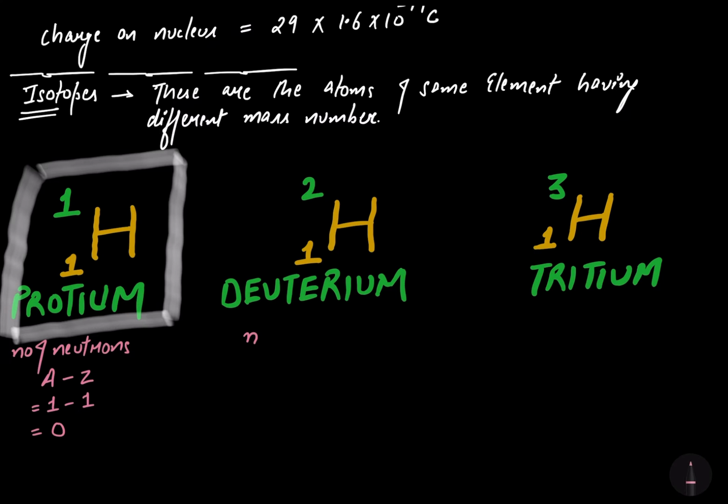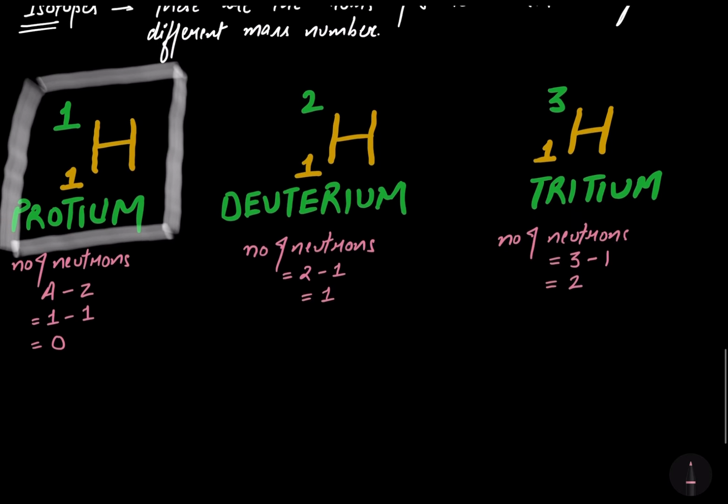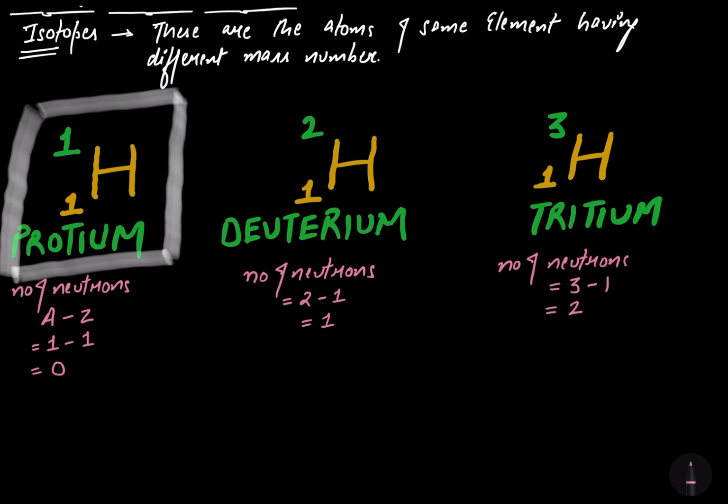The number of neutrons comes out to be 2 minus 1, so here it is 1. Now in case of tritium, the number of neutrons comes out to be 3 minus 1, and it comes out to be 2. So the number of neutrons in tritium is 2, in deuterium is 1, and in case of protium is 0. Now this is my first example.